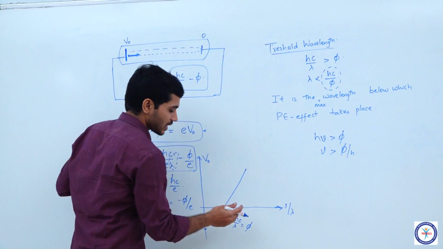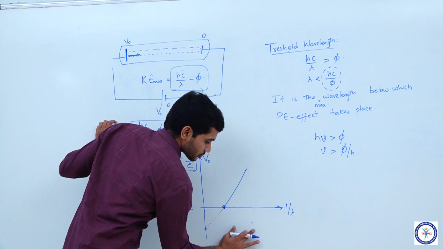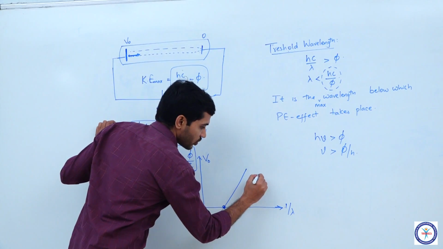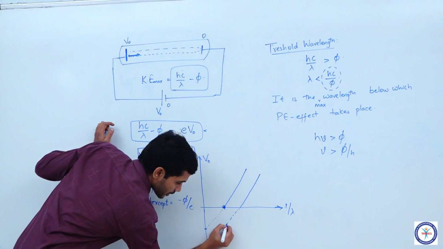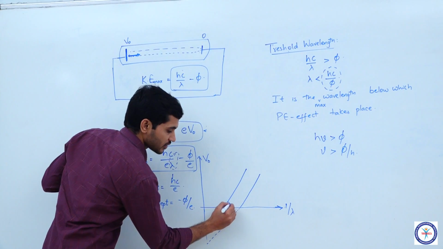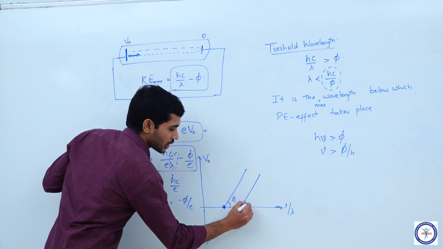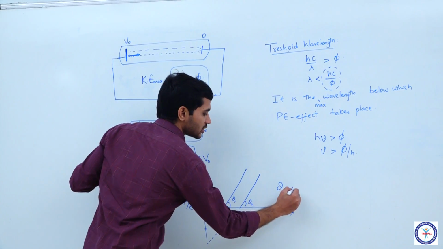So, what that means is that even if I change the material over here, I would get a graph which has the same slope but a different intercept. It would be something like this. If this angle is represented as theta 1 and this angle as theta 2, you can easily say that theta 1 is equal to theta 2.